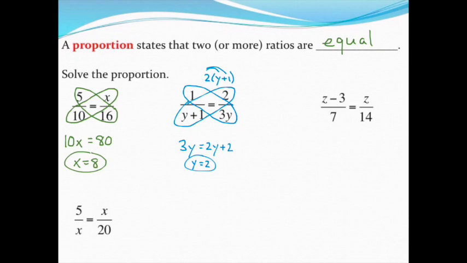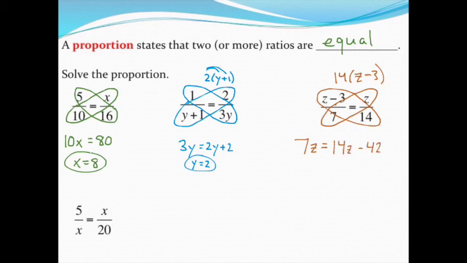Alright, I'll show you one more example like that in case you need to see it again, although this would be a great time to pause the video and try this one yourself. I'm going to cross multiply this way first. Doesn't matter what you cross multiply first. 7 times z is just 7z. And when I cross multiply the other way, remember I need to do 14 times that entire piece, z minus 3. So in other words, I have to remember to distribute. So doing that gets me 14z minus 42 as the equation I want to solve.